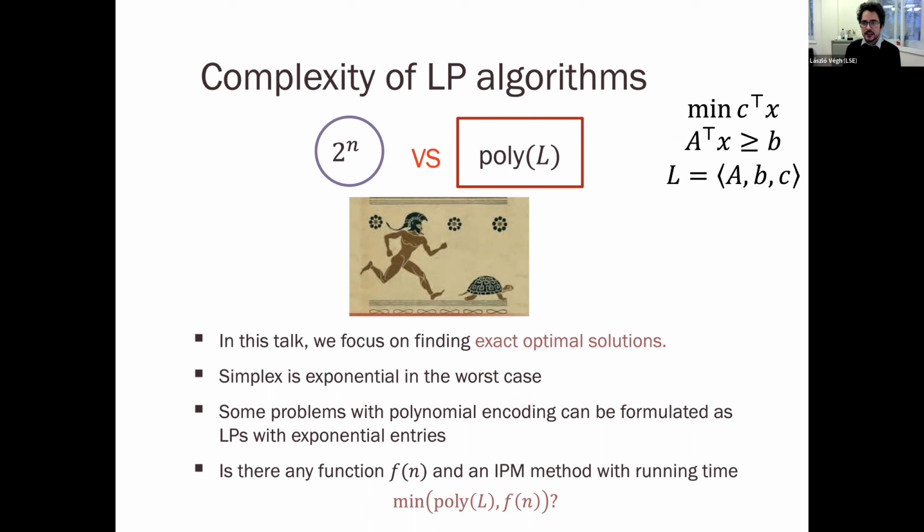as it turns out, there are fairly natural classes of problems which you can reduce to linear programs, but you need to use exponential size coefficients. So it does have a theoretical importance, whether we can solve LPs with arbitrary entries. And so now the starting question for this talk is: is there any function f of n and an interior point method where the running time is, on the one hand, polynomial in the standard sense, but it's never worse than some function that only depends on n?